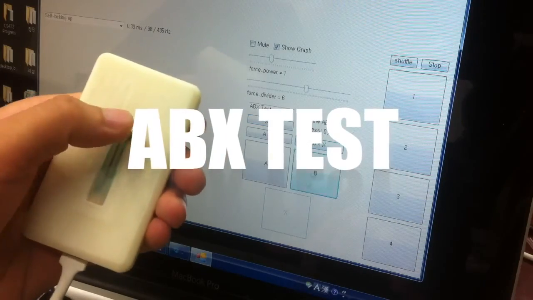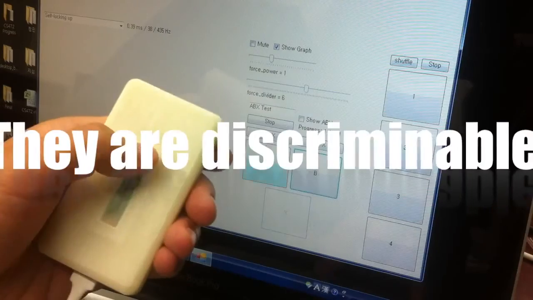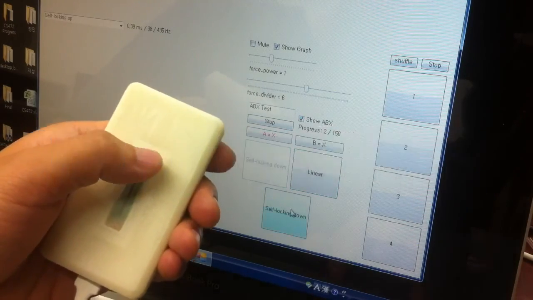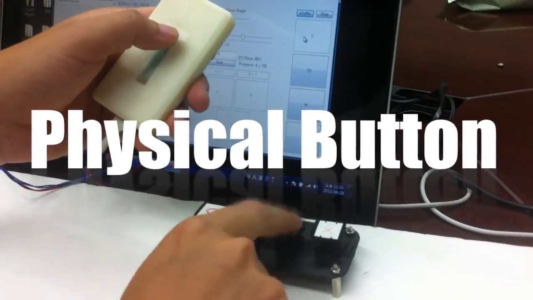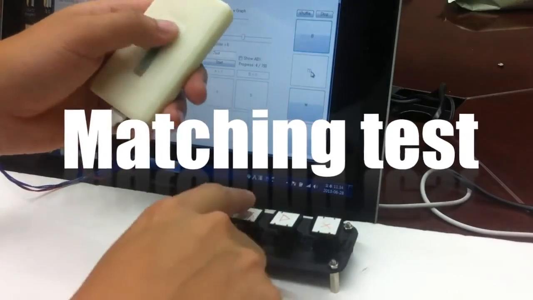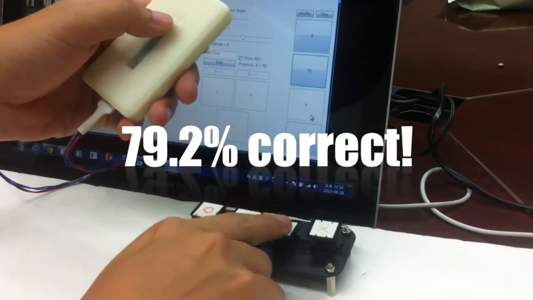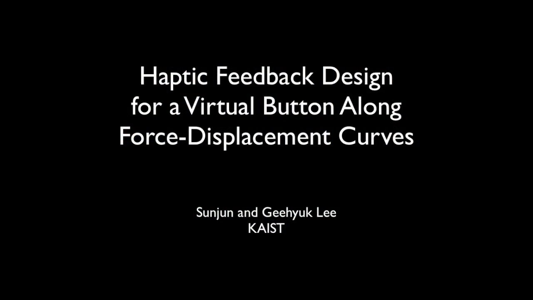From the ABX pairwise discrimination test, the correct answer rate was 94.1%, even in a noisy environment. Also, participants could associate 4 virtual buttons with their physical counterparts, with a correct answer rate of 79.2%. Thank you for watching.